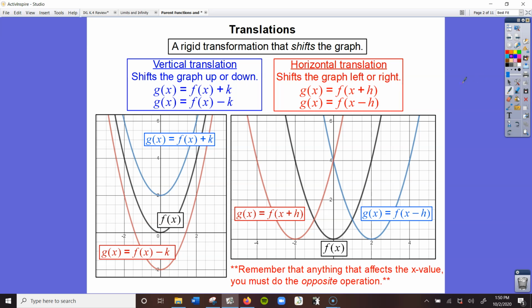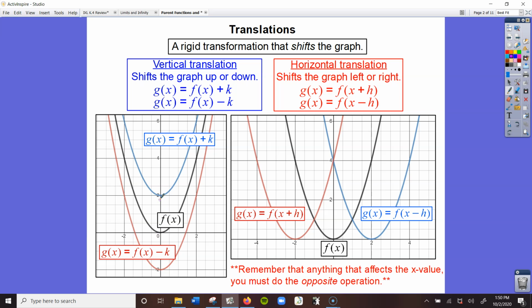So let's start with our most basic transformation, which are translations. A translation simply moves your function around the graph. So either it'll move up and down or left and right. So in each one of these diagrams, I have given you f of x, which is centered at 0, 0, and this is our parent function.